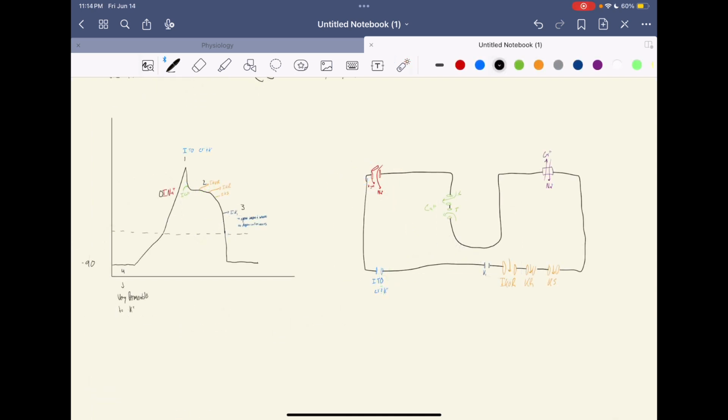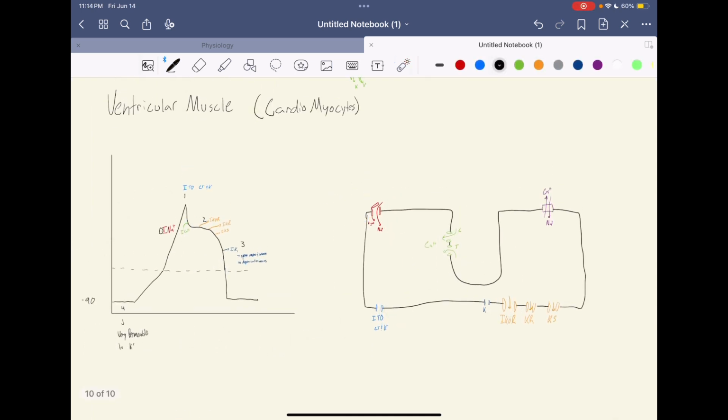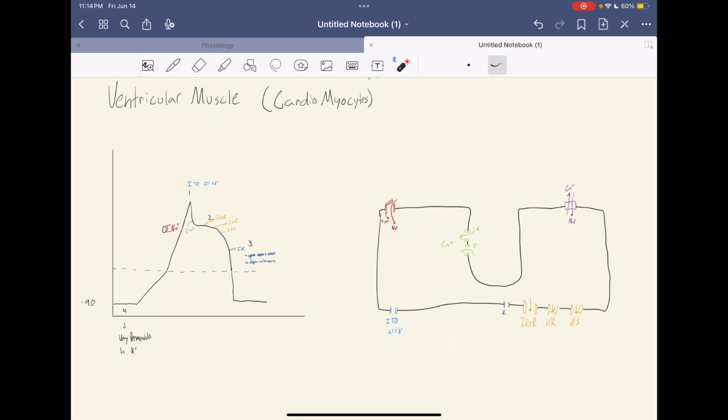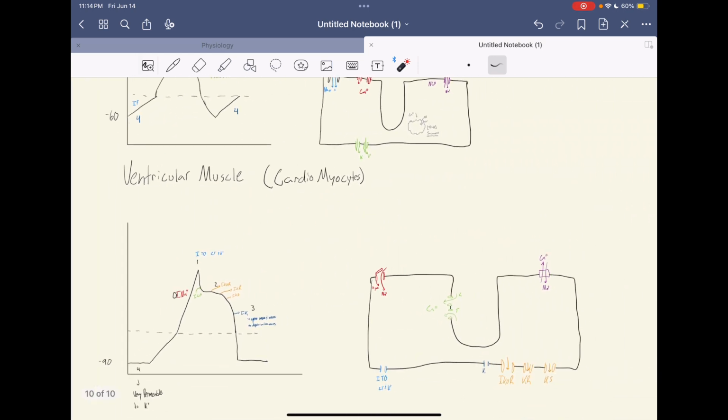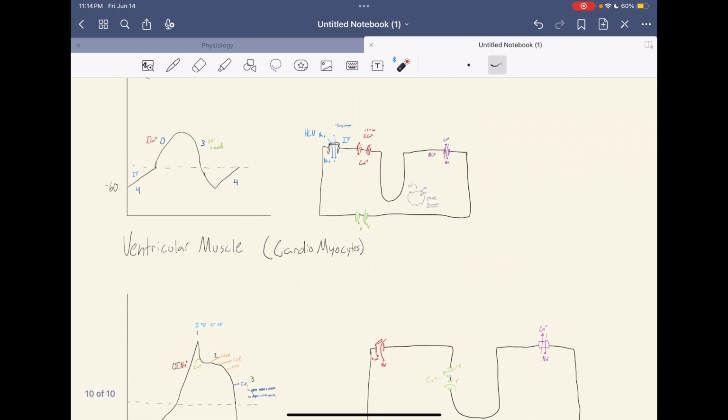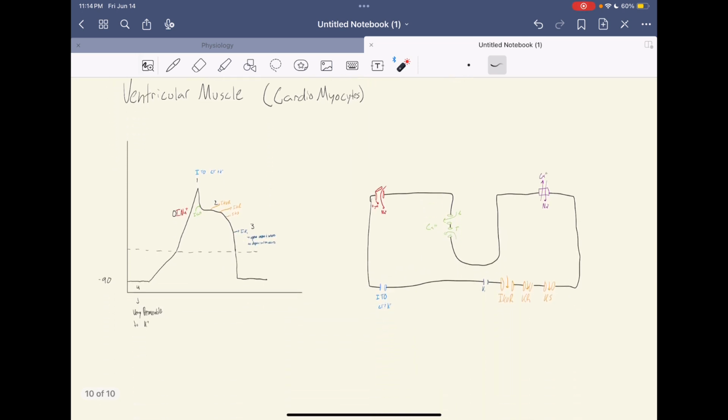Next we're going to talk about the ventricular muscle, or the cardiomyocyte, the action potential, and then how the cell functions. So just a quick breakdown of the action potential. It looks a little bit different. It has some different features than the autorhythmic cell.